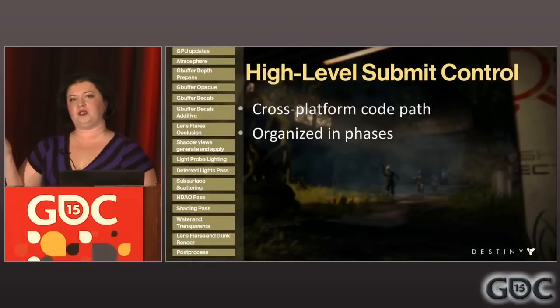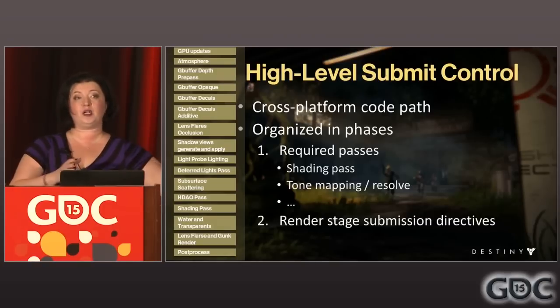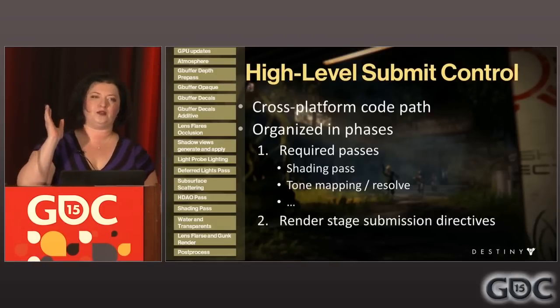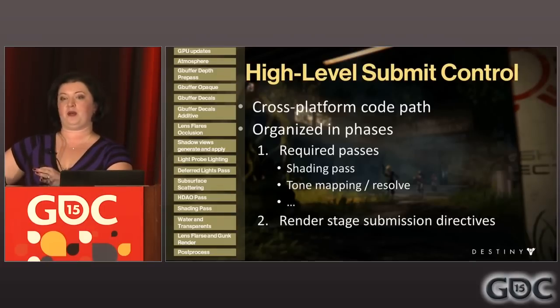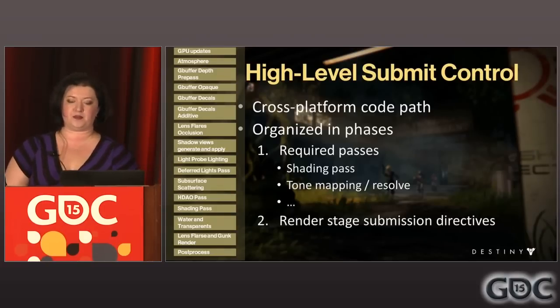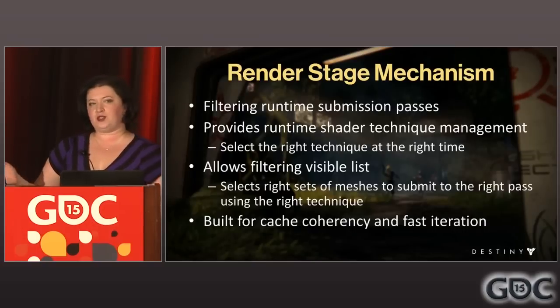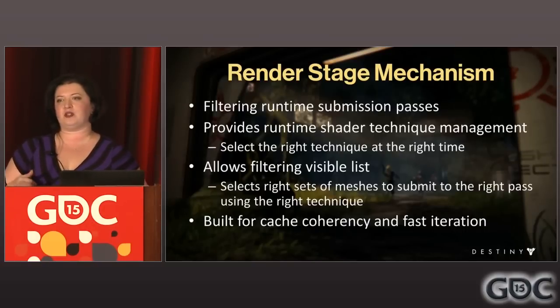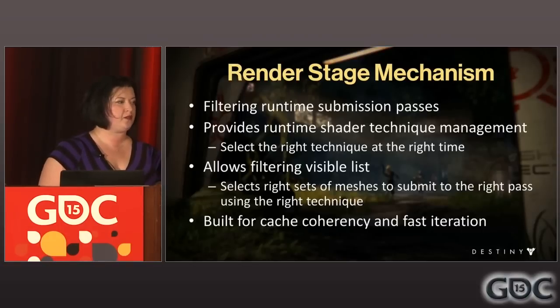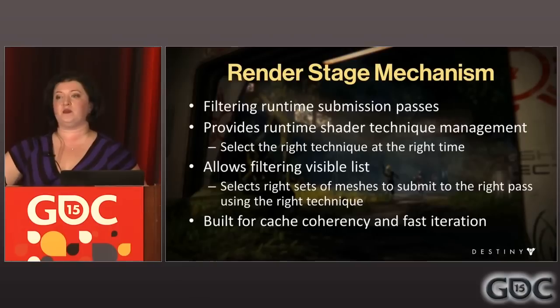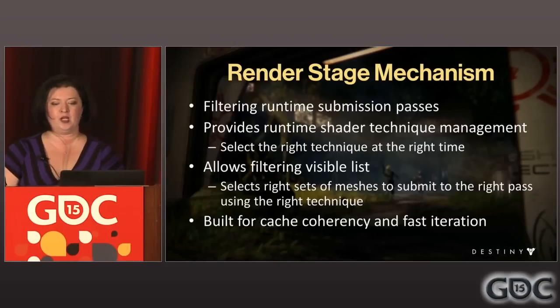And so again, as I mentioned, the high-level script is transparent, and it's organized in phases, where essentially each phase is a sequential combo of required passes. This is shading pass, tone mapping, resolve, et cetera, and data-driven dynamic passes. This is the render stage directives. Now, render stages are a mechanism. Essentially, think of it as a filter for submits. At its core, it's about filtering the right shader, so finding the right shader to submit for that phase, and finding the right mesh set to submit for that phase using that shader.